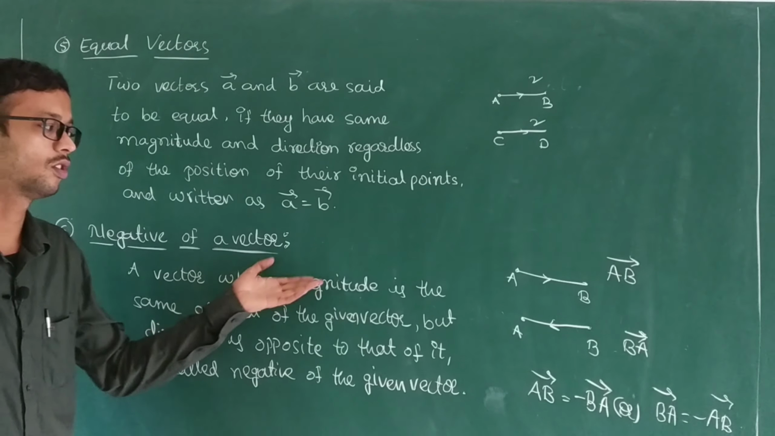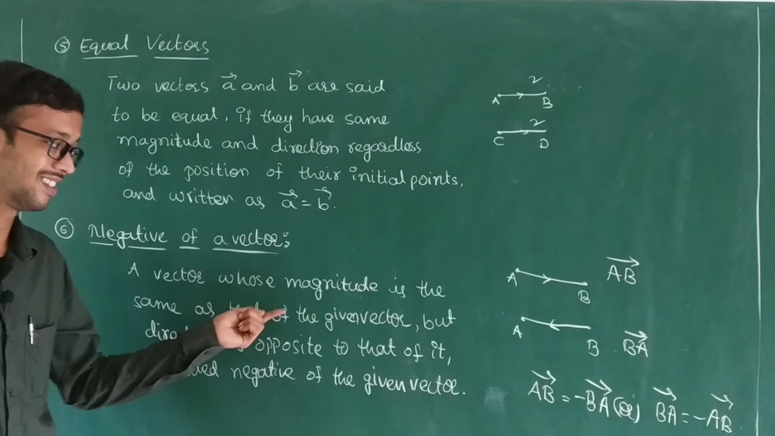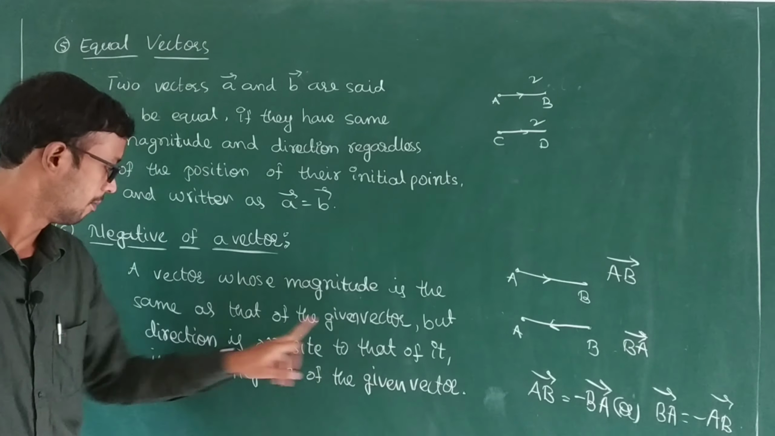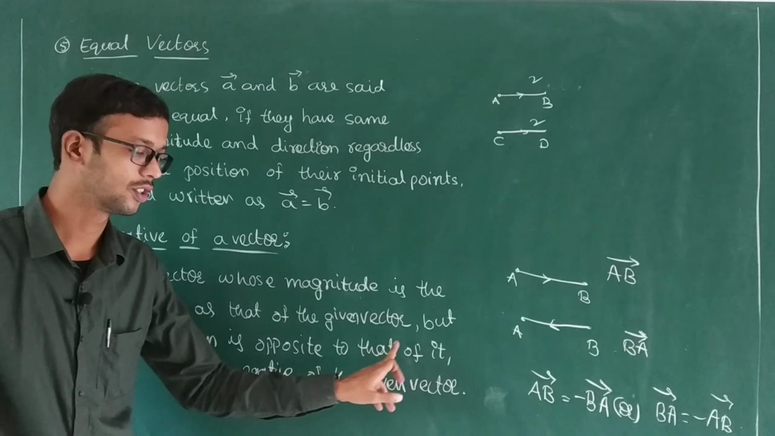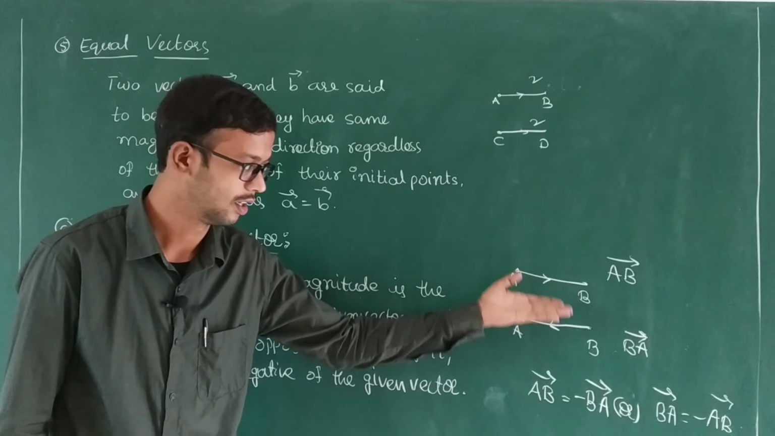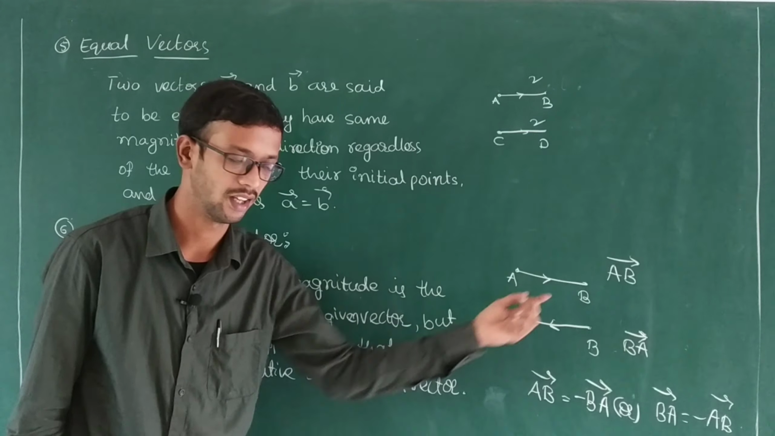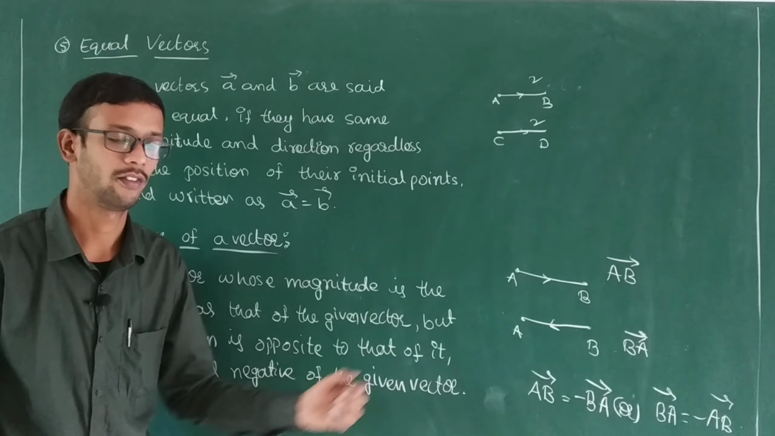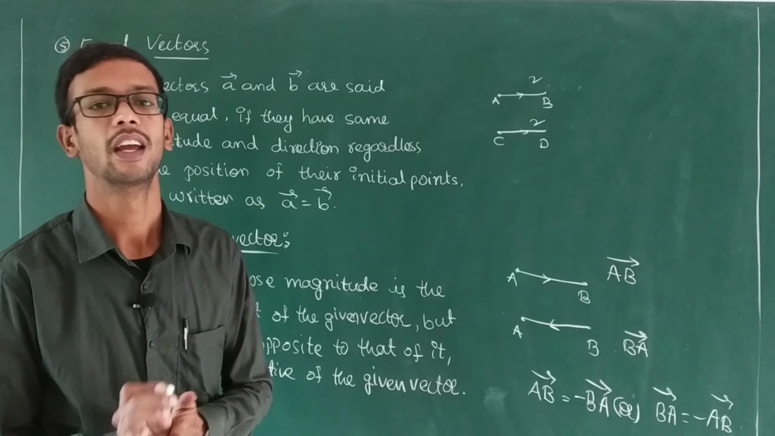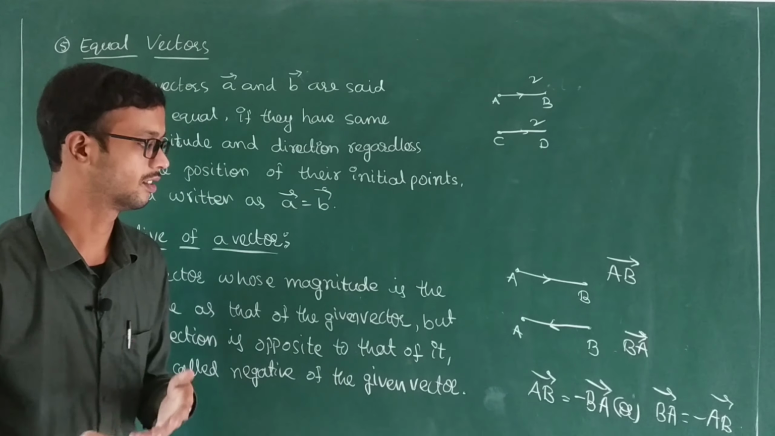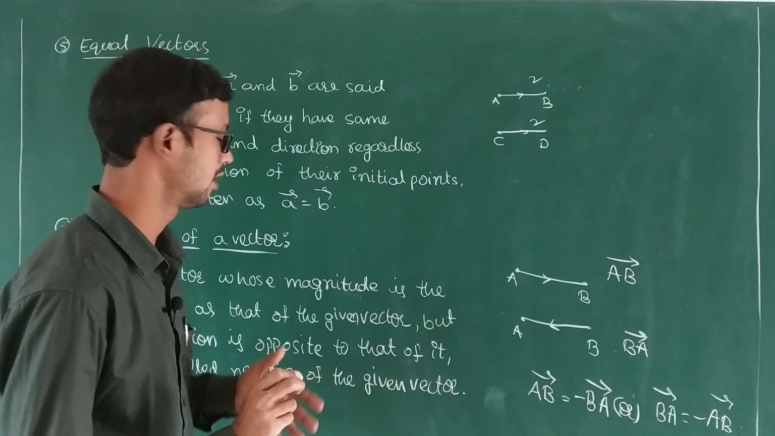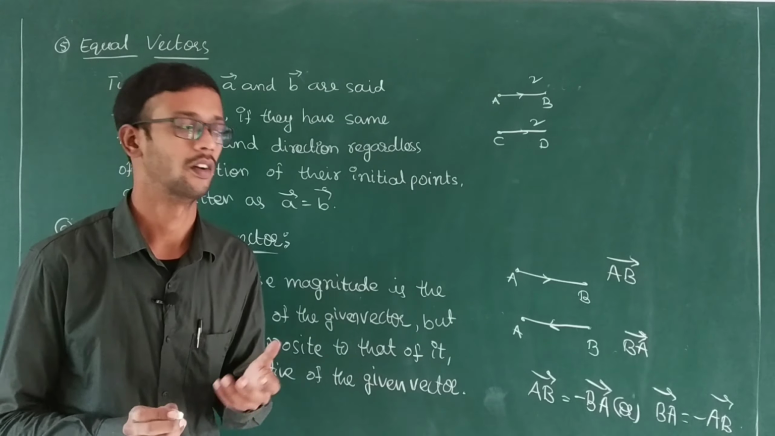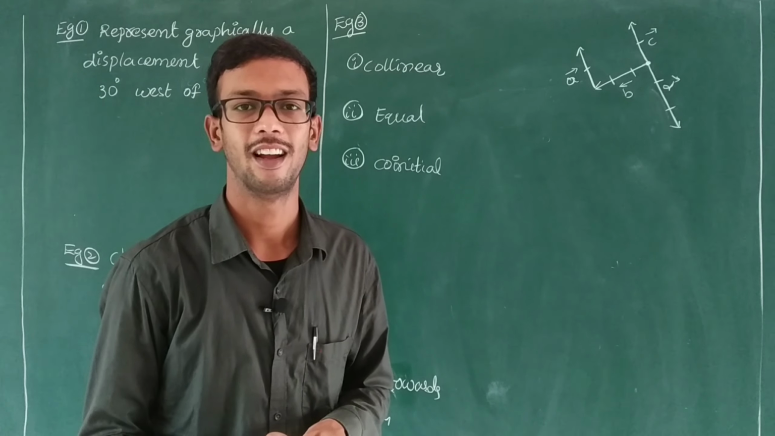A vector whose magnitude is the same as the given vector, but direction is opposite to it, as we just discussed, same magnitude but different direction, is called the negative of a given vector. So these are the total 6 definitions, 6 types of vectors. Next we start the examples.